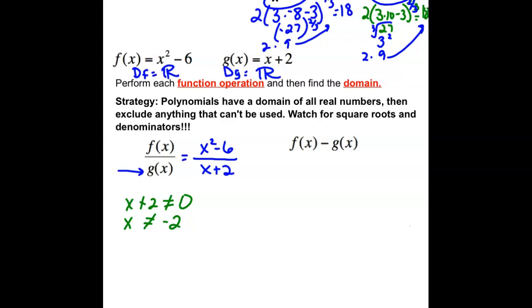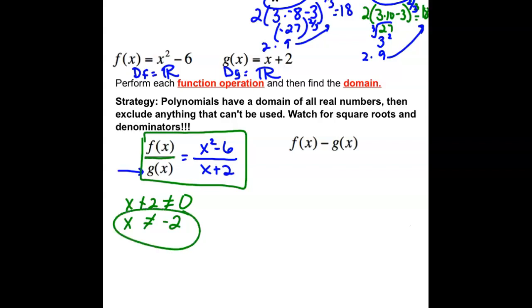So my solution to the question here, the operation I was doing a division, I end up with x squared minus 6 divided by x plus 2. There's no way to factor x squared minus 6 and get anything to reduce out. So that's my final answer. My domain for my answer, though, x can't be negative 2. So we'll say domain, all reals, except negative 2.